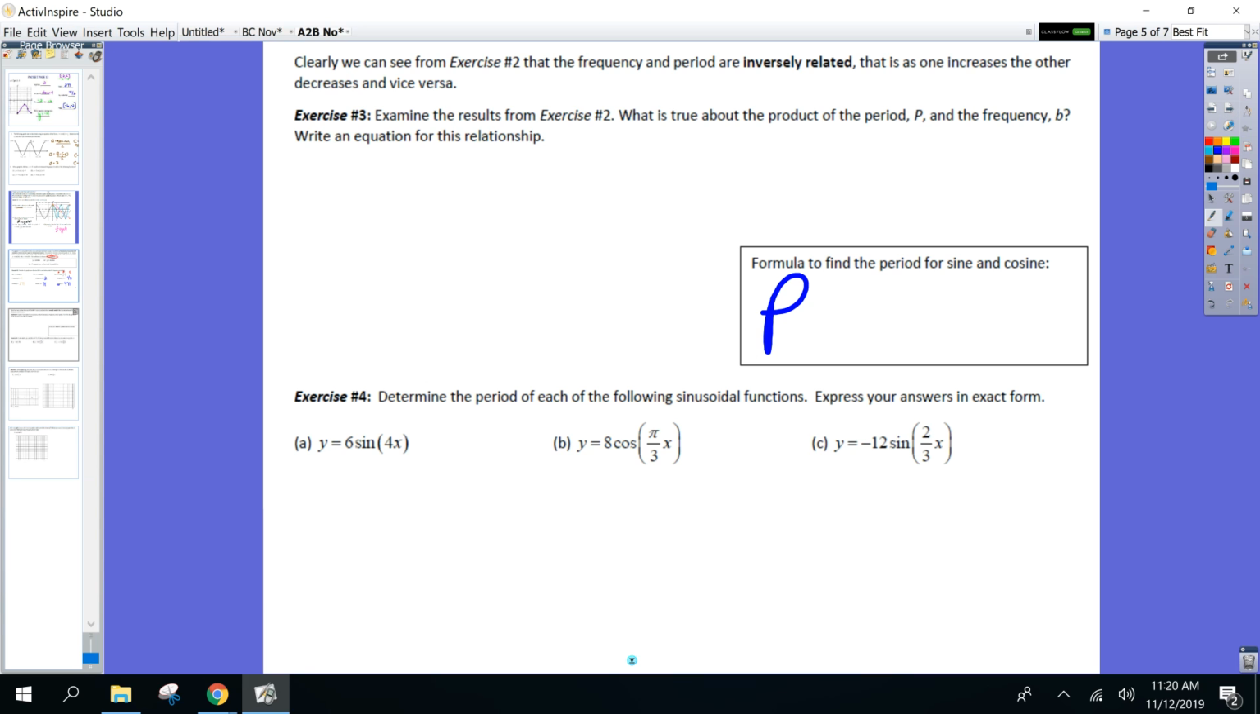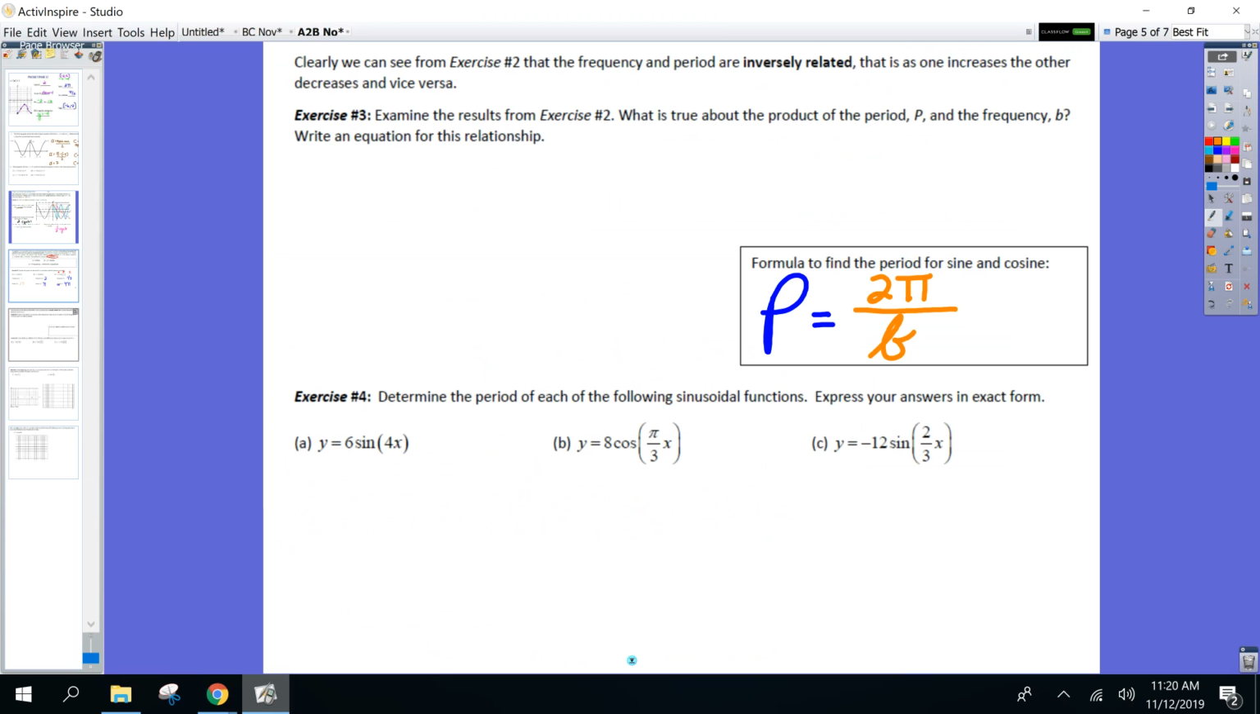P for period is always going to be equal to 2 pi divided by that b value, your frequency. Okay? That's a formula I can use. So yes, there are 3 formulas you're going to need to know going into Thursday. 2 pi over b. Ready to go? Because now you're on the clock.